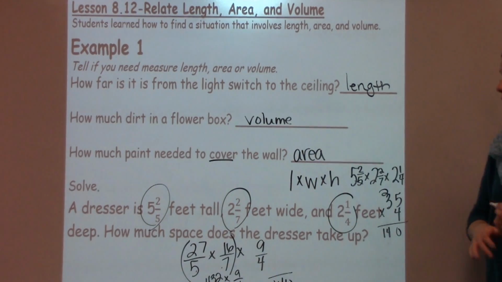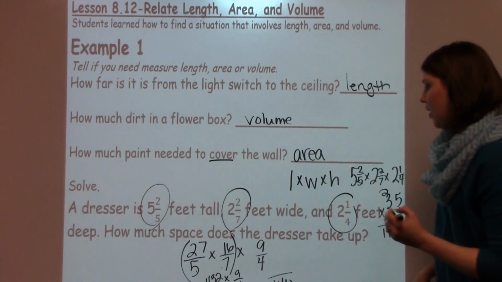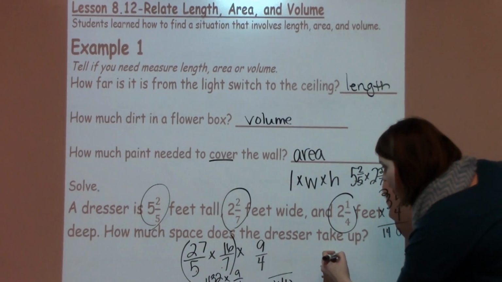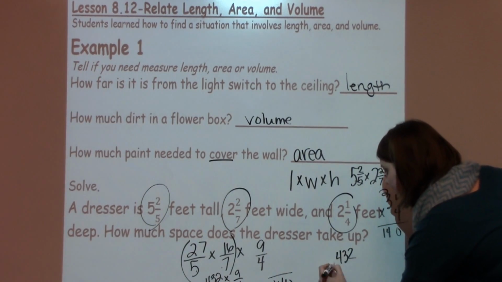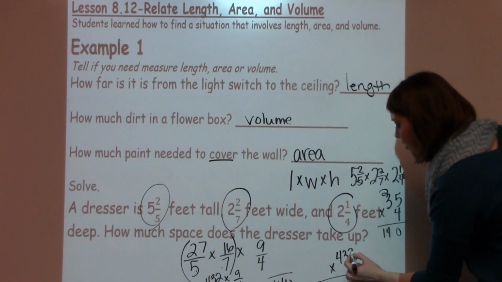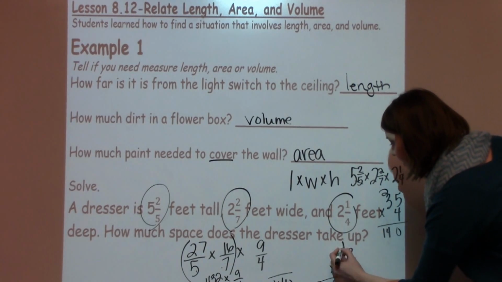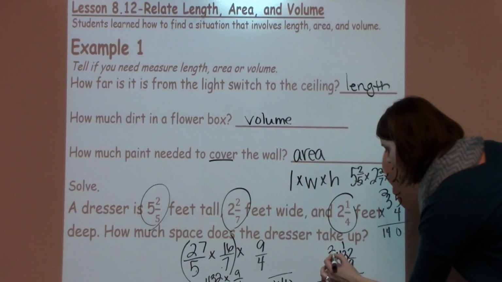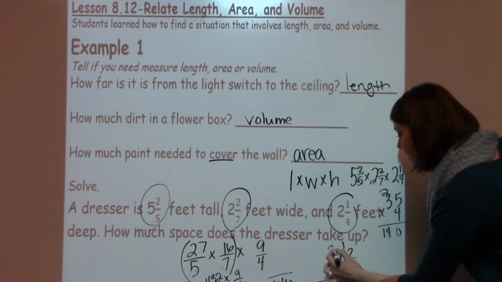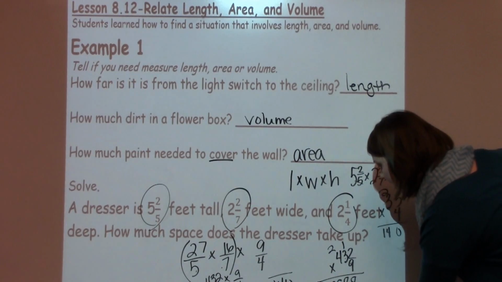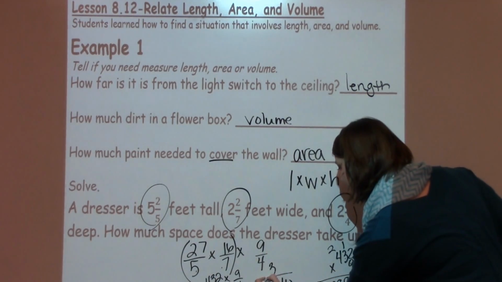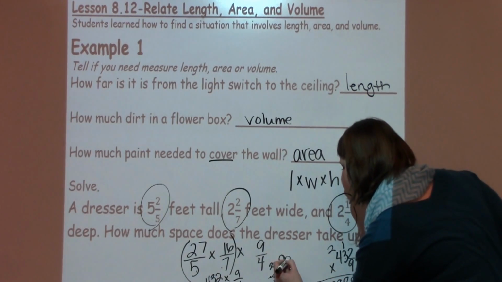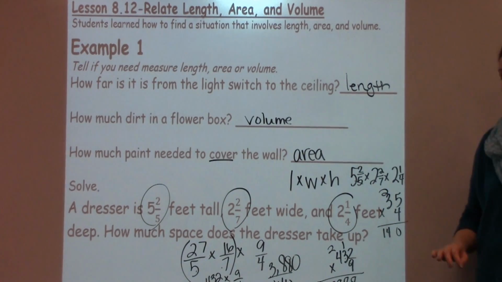And then I need to take 432 times 9. I'm going to go ahead and write that over here. 432 times 9. 2 times 9 is 18. Carry my 1. 27 plus 1 more is 28. 9 times 4 is 36 plus 2 more is 38. So I've got 3,888 over 40.